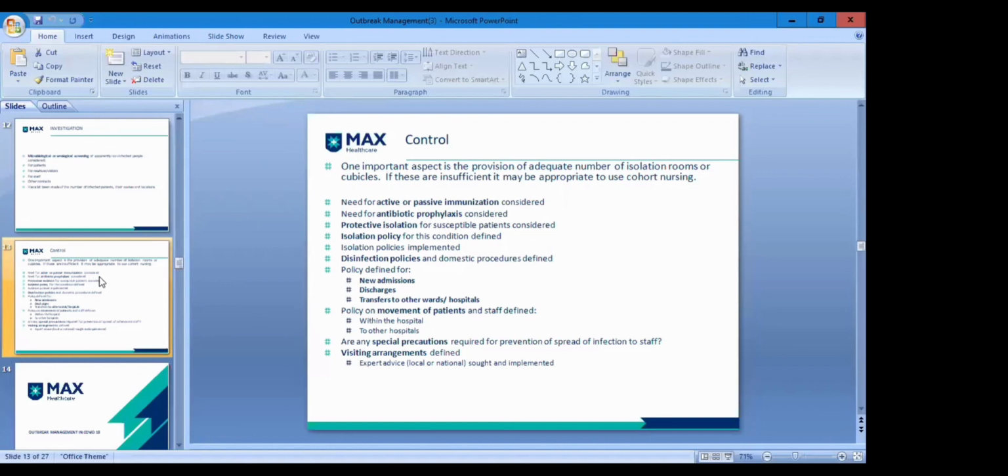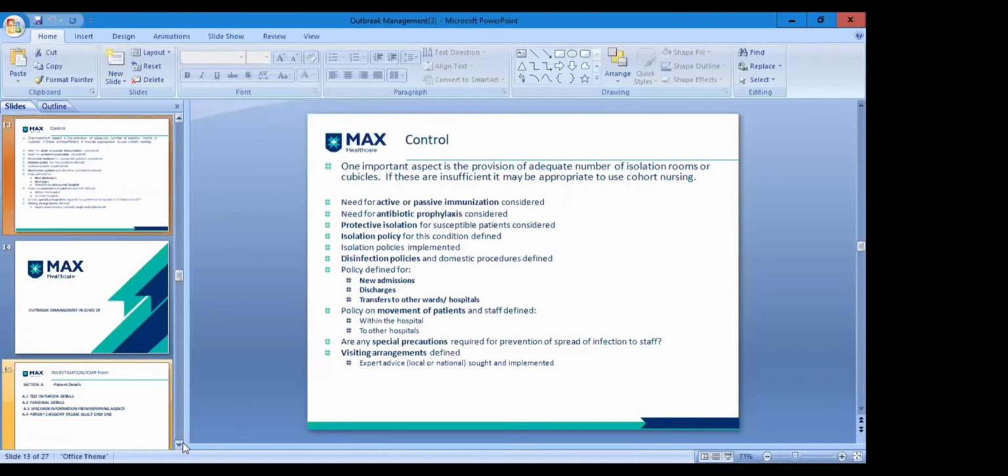Disinfection policies for domestic procedures, like we all knew that Lysol was so famous when we were having home quarantine, and isolation policies were implemented according to the severity of the disease. Policies were defined for new admission, discharge, and transfer to other wards and hospitals, movement of patients, and any special precautions required in that case. So these were the important points which we should be taking into consideration.